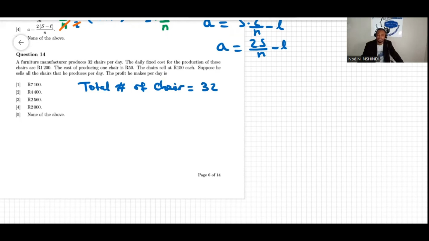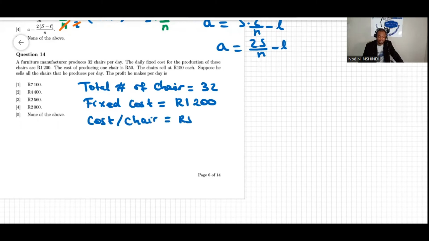And then the daily fixed costs. I'm going to write here: fixed cost is 1,200 rand. And now the cost of producing one chair, cost per chair is 50 rand. And then the chair sells at a selling price. I'll write here: selling price, which will be 150 rand each.